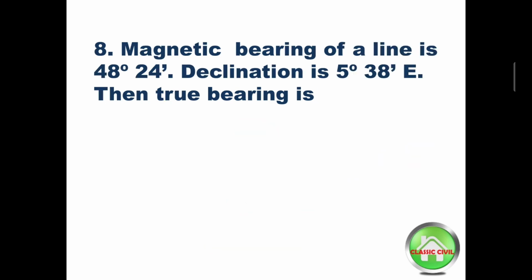Question number 8. Magnetic bearing of a line is 48 degree 24 minute. Declination is 5 degree 38 minute east. Then true bearing is. Here we have to find the true bearing. True bearing is equal to magnetic bearing plus or minus declination.